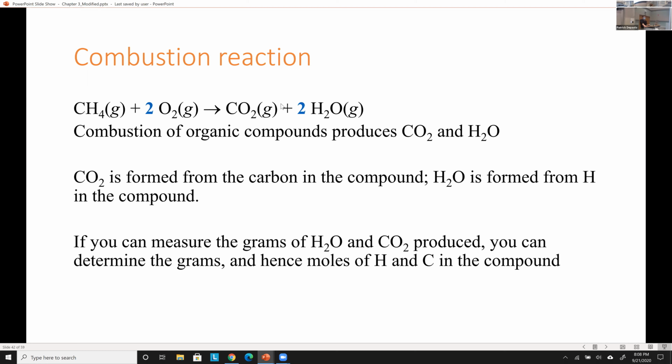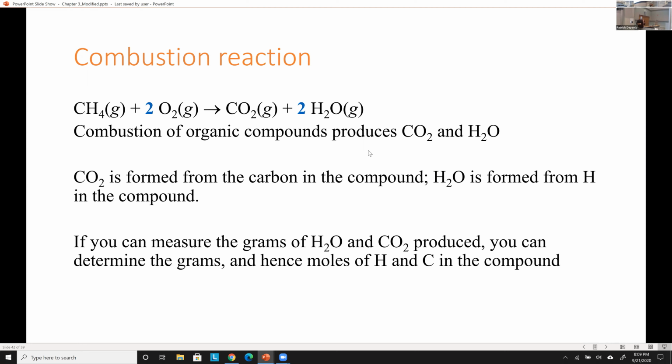Oxygen's in both places, the CO2 and the water, so ignore that. Hydrogen is only in the water. So one of these products only has hydrogen, the other one only has carbon, and the remainder of that mass is oxygen. So that's the kind of approach we're going to be using when solving these problems.